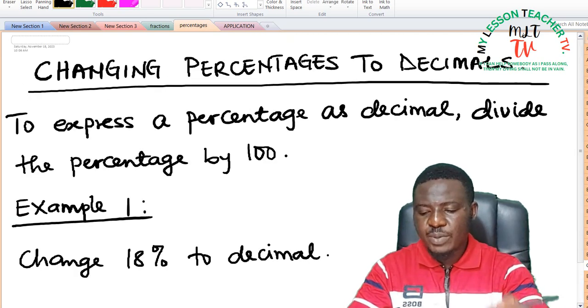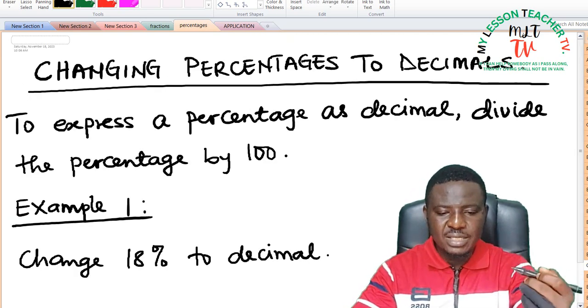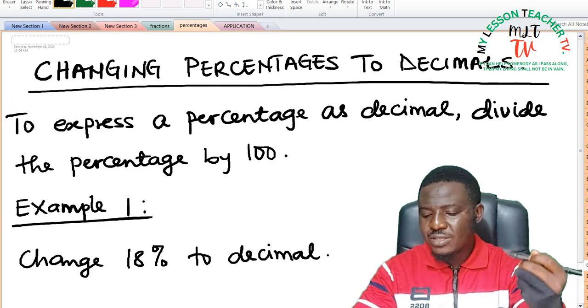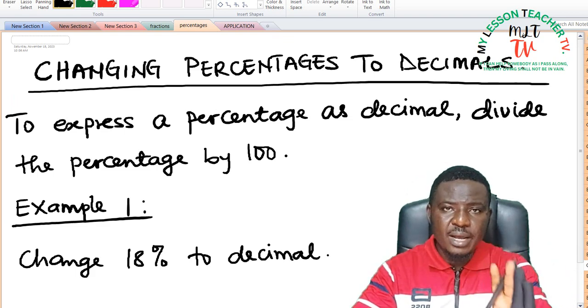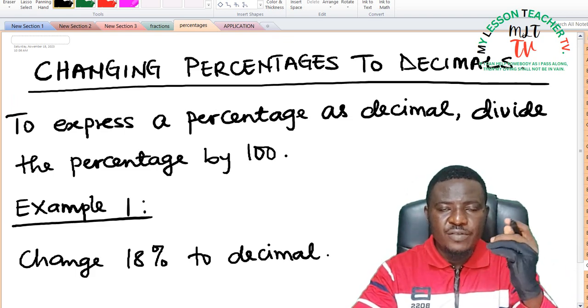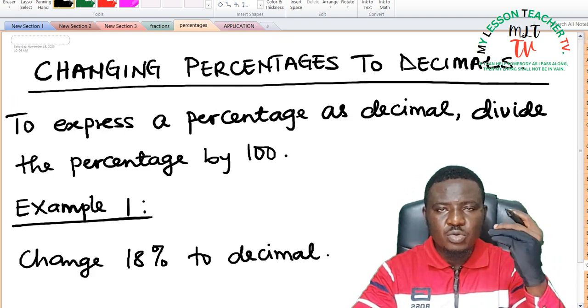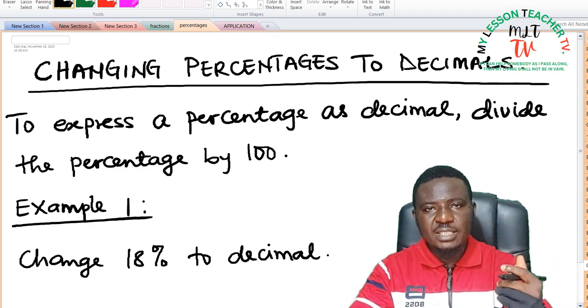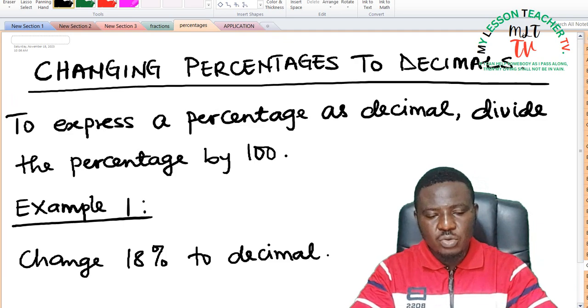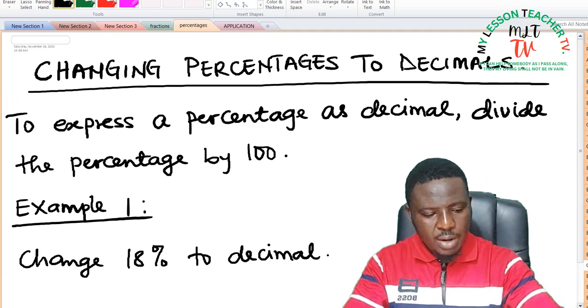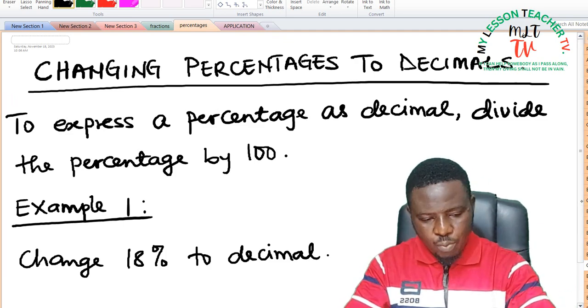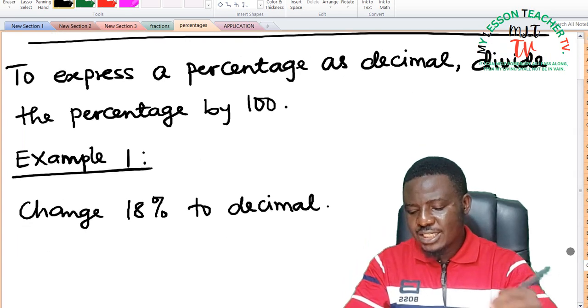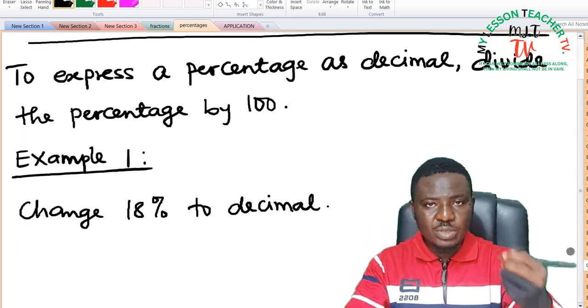In order for you to express a percentage as decimals, you are to divide the percentage by 100. If it is a fraction, you are to divide that fraction until it gets to decimals. Okay, so I shall show you how to do this. Example 1, we are asked to change 18% to decimals.